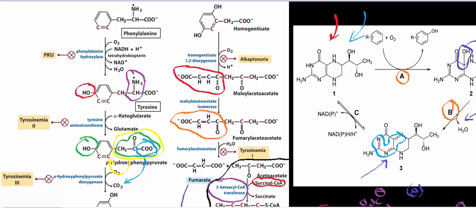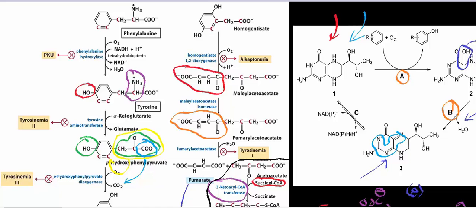And actually what we have in this picture is, on the left side of the reaction scheme, to the left of the enzymes, those are the disorders that are usually associated with deficiencies of those enzymes. And then on the right side, they're to the right. Okay, so for instance, a deficiency of phenylalanine hydroxylase would be called PKU, or phenylketonuria.